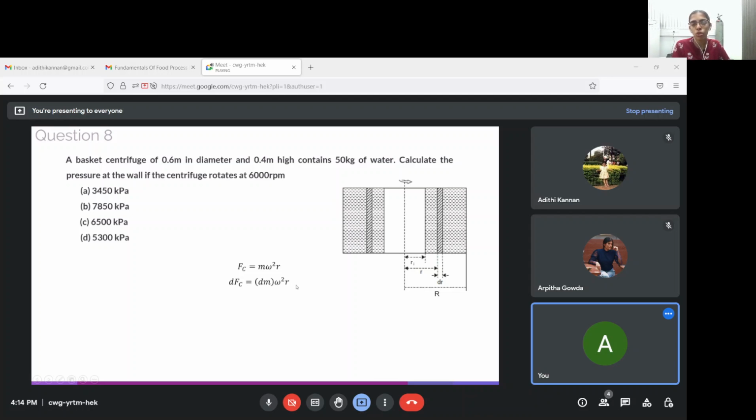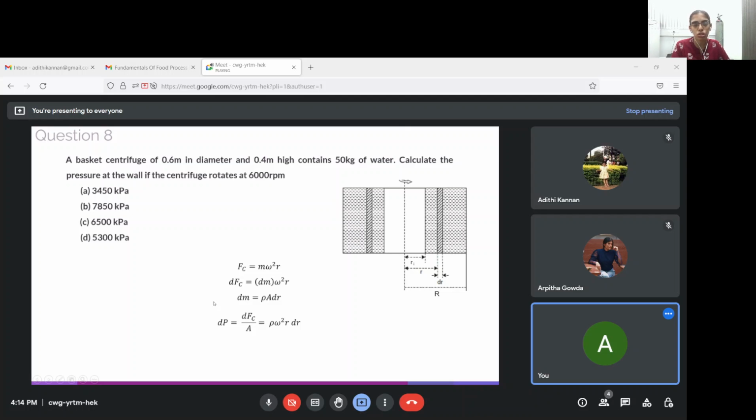So m, when we want to express it in terms of density and volume, can be given as dm is equal to rho A dr. So rho is your density, A into dr is your volume. So rho into V is equal to m. That is what we are applying here. So for a small strip, the small mass of liquid that it contains is equal to rho into A into dr. So A into dr will be the volume of that small strip, and rho will be the density of the liquid. So when you substitute this back in this equation, you have your dm will be rho A dr.